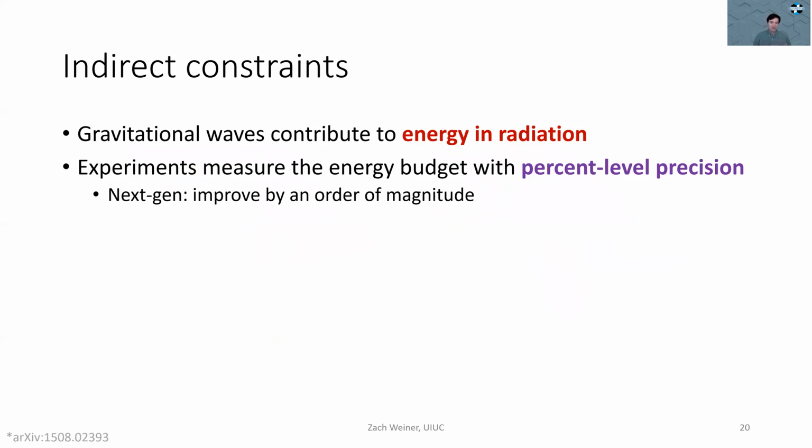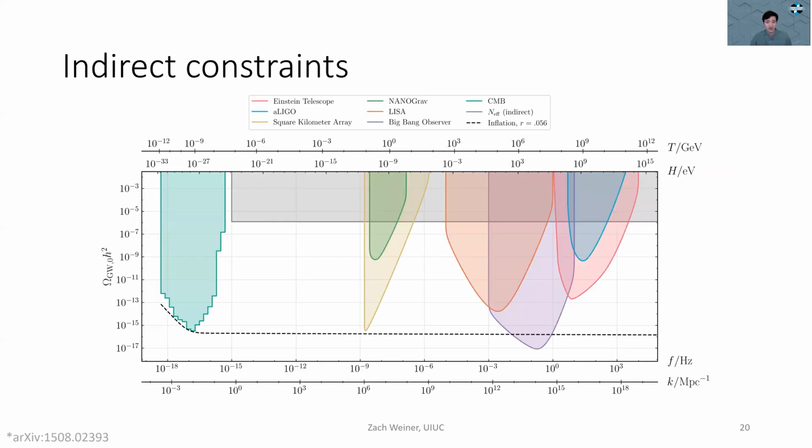Now, gravitational waves themselves actually also affect the expansion of the universe. They look like radiation, and so they contribute to the energy density in radiation. And current experiments actually measure the energy budget in radiation to a precision of a few percent. The next generation is going to improve this significantly, and so just from disallowing radiation beyond what we're currently allowed in the present universe, we can actually place constraints on these models.